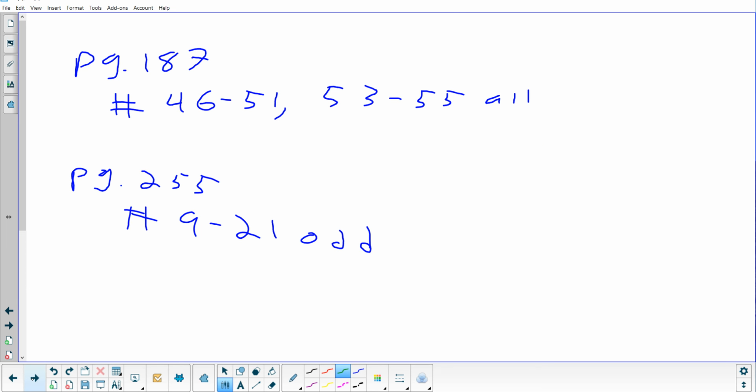Okay. So, homework for tonight on page 187. Those questions are all yes or no. Okay, that's the first part of what we did. And page 255, that's on opposite, adjacent, and hypotenuse stuff. Okay, 9 to 21, just the odds.